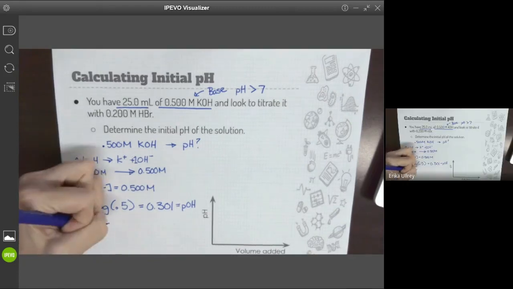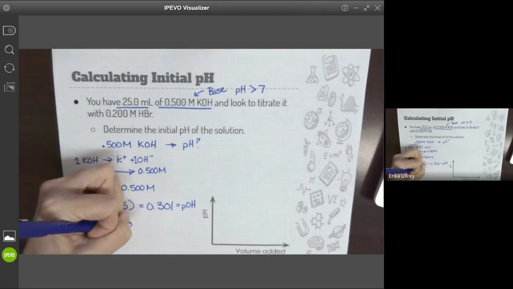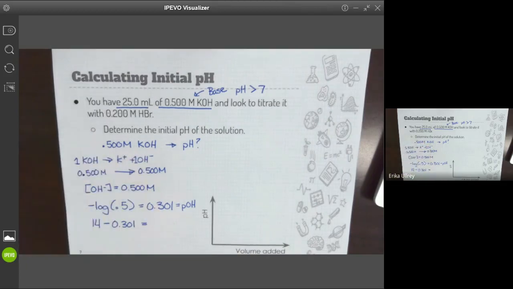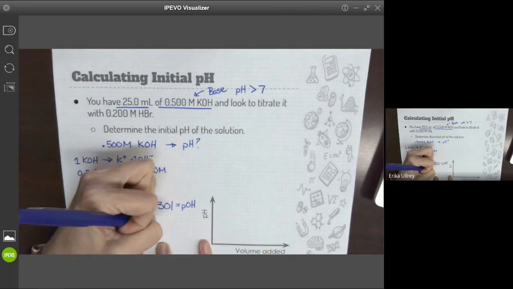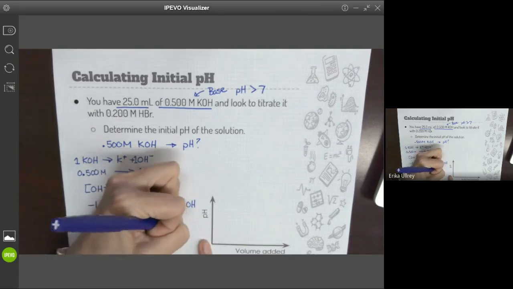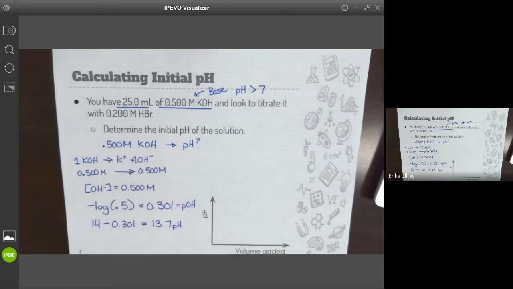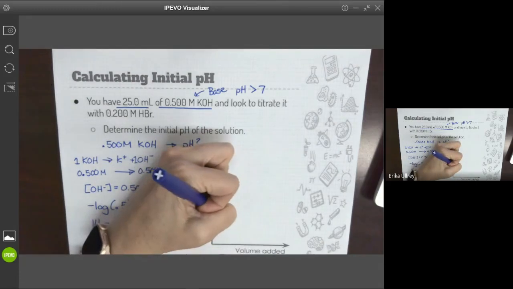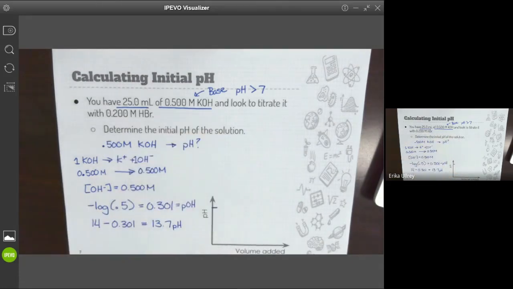Yep, so we're going to do 14 minus 0.301. Okay, so 14 minus our 0.301. So that is, if we round this, going to be 13.7 is our pH to start with. Okay, so 13.7 is our pH to start with. So we're going to start up high in the beginning, right? So we're going to have a pH that's going to begin relatively high. All right, so that's that part there.